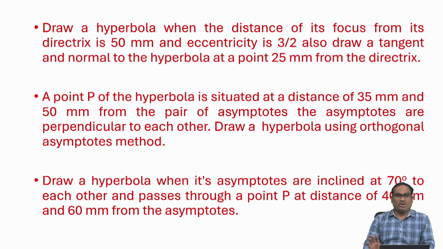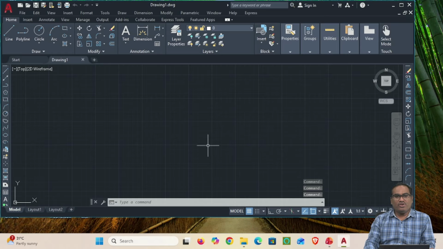Okay, so the problem, I am reading the problem. Draw a hyperbola when the distance of its focus from its directrix is 50 mm and eccentricity is 3/2. Also draw a tangent and normal to the hyperbola at a point 25 mm from the directrix. Okay, so I'll go to the AutoCAD window next. So this is the AutoCAD window.